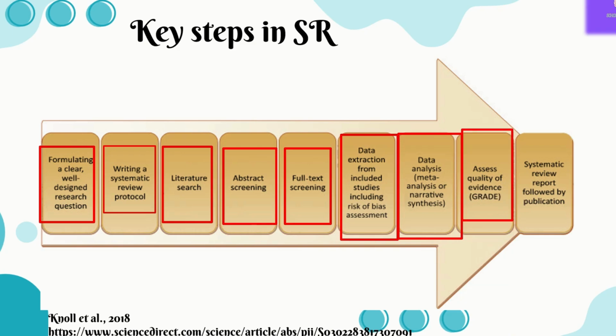And the next phase is the evidence quality assessment by using the GRADE approach. And if you finish all, you can report your systematic review paper and submit it for publication. So that is all about the key steps in the systematic review.